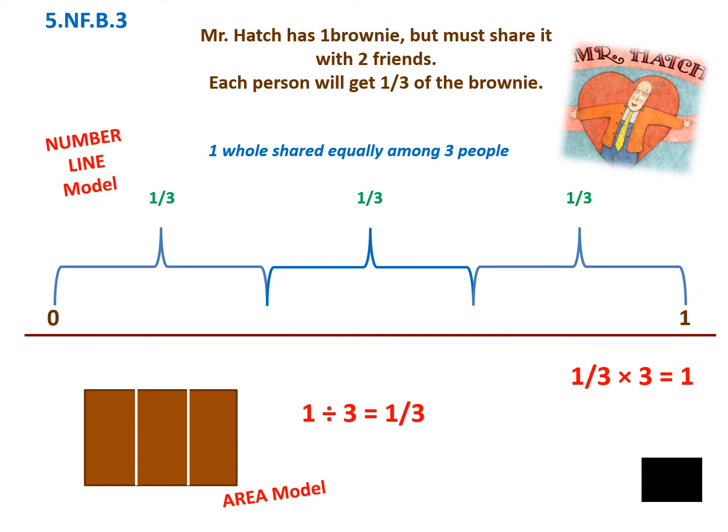In this problem, Eileen Spinelli's beloved character, Mr. Hatch, has 1 brownie, but he would like to share it with 2 friends. We see that each person will get 1/3 of the brownie. We see it interpreted on the number line and in the area model. But always write the equation. 1/3 times 3 equals 1, and 1 divided into 3 equals 1/3.